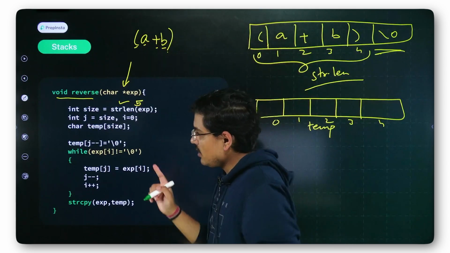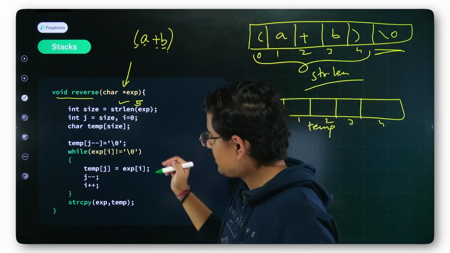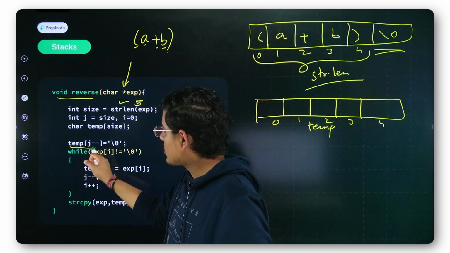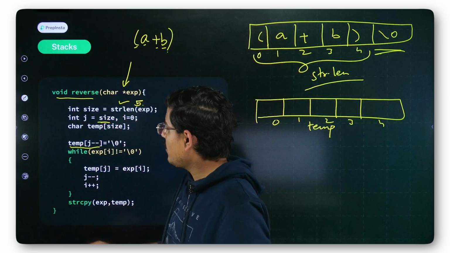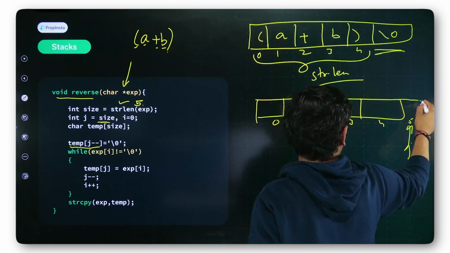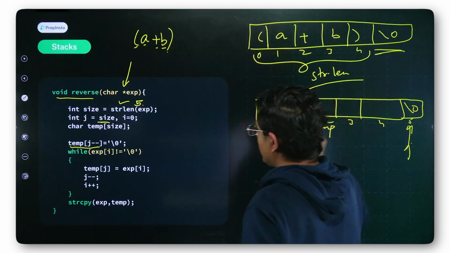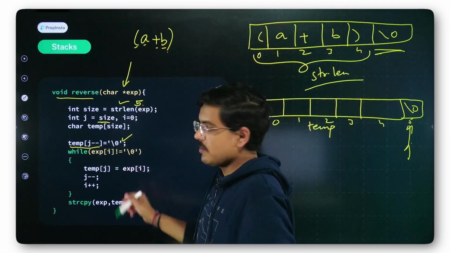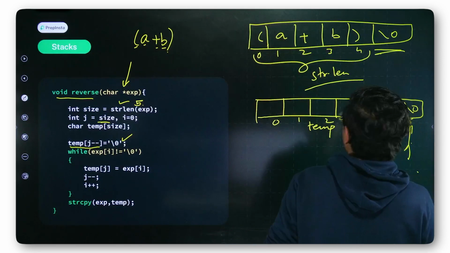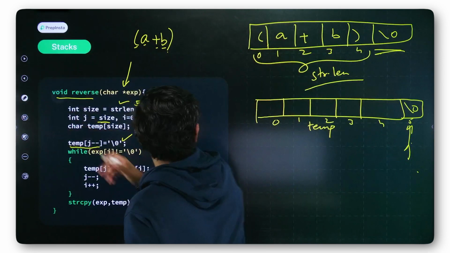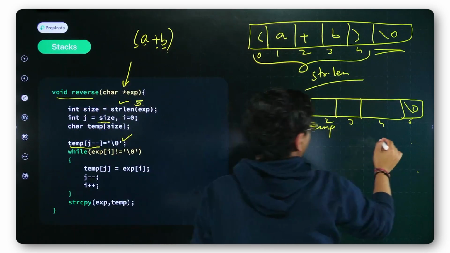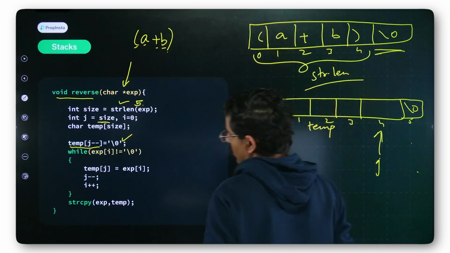But if you carefully see what's happening here, you start from the value of size, which is 5. So j will point at the 5th index, and here you will already store the ending character using this statement, and then you post decrement it. Basically, after storing 0, I decrement j. Post decrement happens after the assignment, and j starts pointing here.